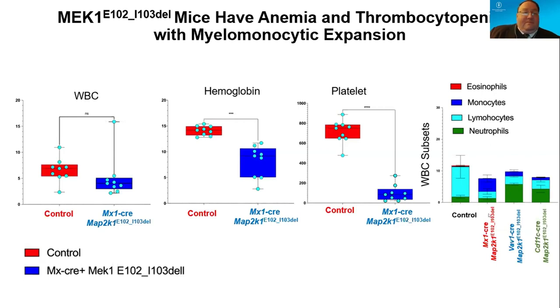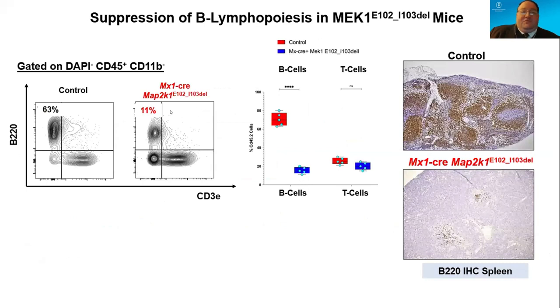This was further confirmed by flow cytometry on blood, bone marrow, spleen, and liver. This is an example of bone marrow flow showing a major suppression of B220 positive B lymphocytes compared to control mice. So the B cells are definitely suppressed. The T cells are not significantly depressed. When looking at the spleen, staining for B220 with immunohistochemistry, the white pulp of the spleen was beautiful in the control mice, essentially negative for B220. So there's a major suppression of B lymphopoiesis in our CRE positive mice.